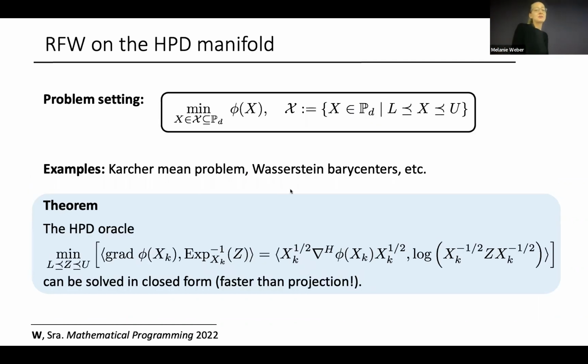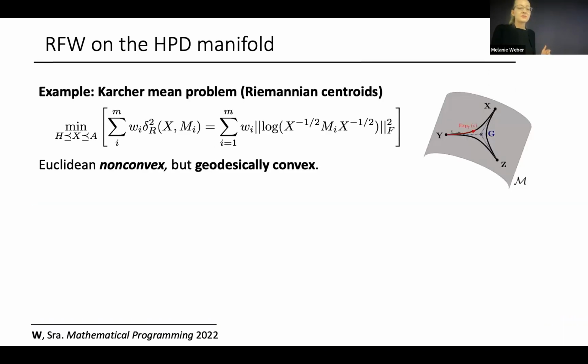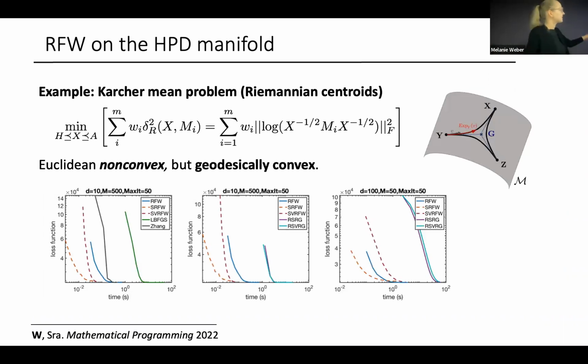More interestingly, perhaps, are cases where we can solve that subroutine in closed form. One important example is this class of problems. So here we're working with positive definite matrices, and we have inequality or interval constraints. Some of the problems that we saw earlier are of this structure, for instance, barycenter problems. So in this case, we have a closed form solution for the subroutine that is easy to compute and certainly easier than computing projections. And we also see this in practice.